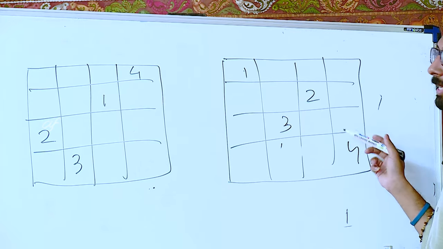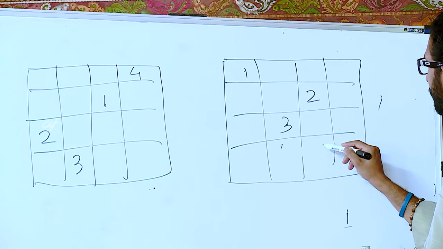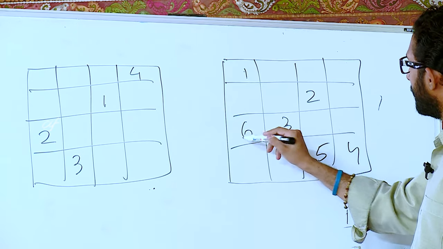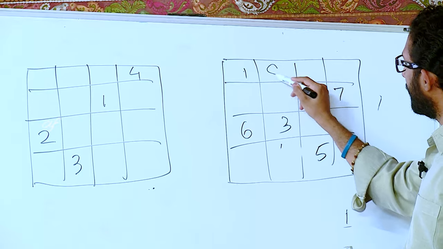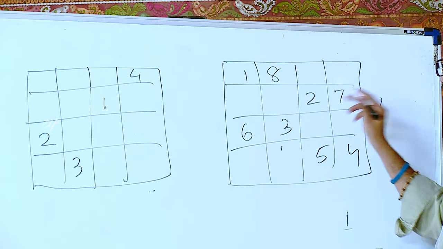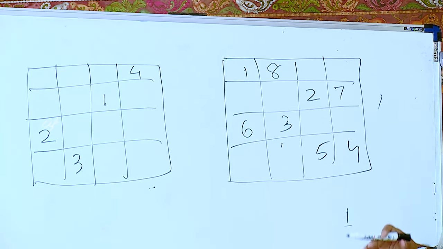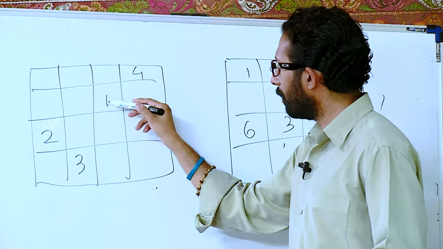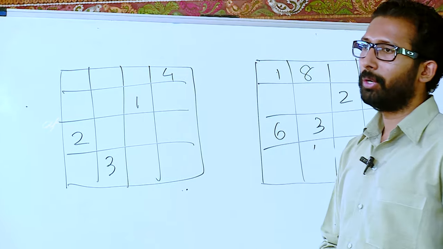Or you can put 3 here and 4 here. Again, arrange 5, 6, 7, 8. So 5 will come here, 6 will come here, 7 will be here, and 8 will be here. So diagonally alternate, we have left blank. So this is another way of taking the horse move and doing.